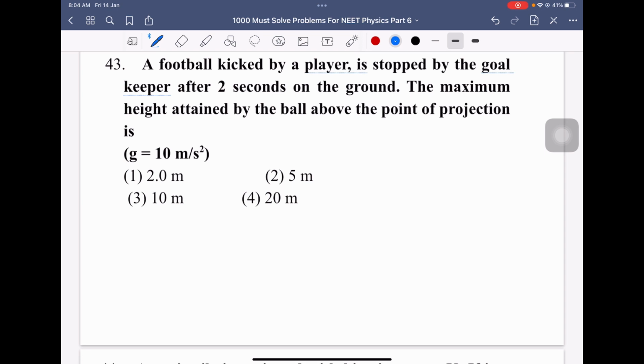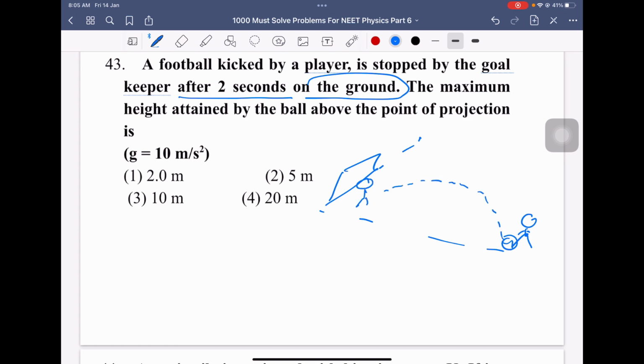Question number 43. A football kicked by a player is stopped by the goalkeeper after 2 seconds on the ground. Say this is the goal post, here there is some ground, and there is a player here. He kicks the ball and it is stopped by the goalkeeper on the ground. This means it has completed its flight. So what is the time taken for this process? Time taken is 2 seconds. This means they have given the time of flight.